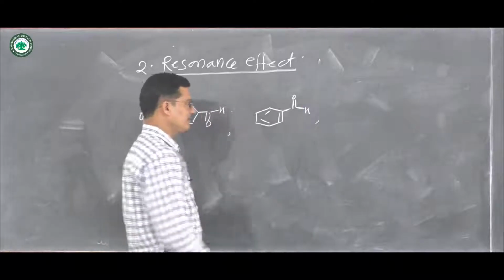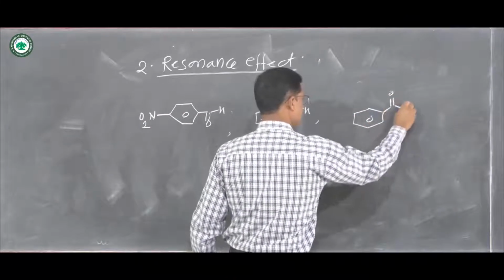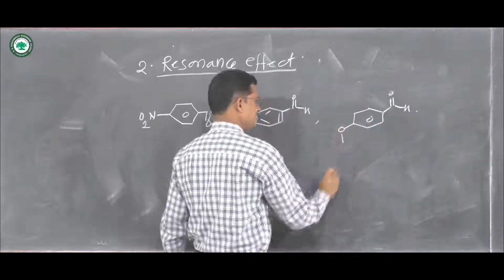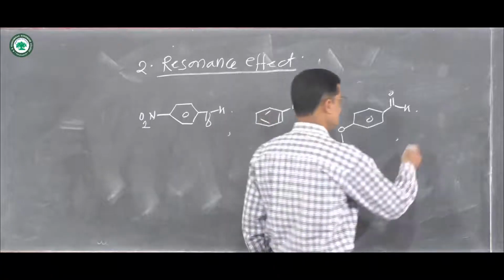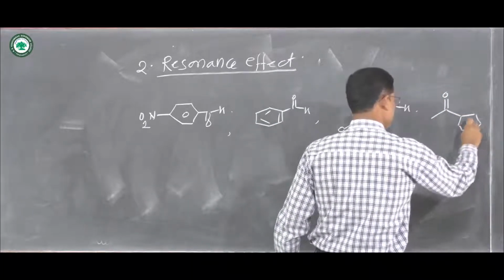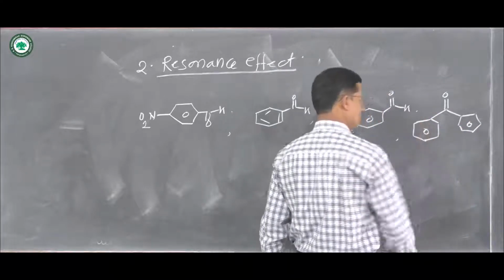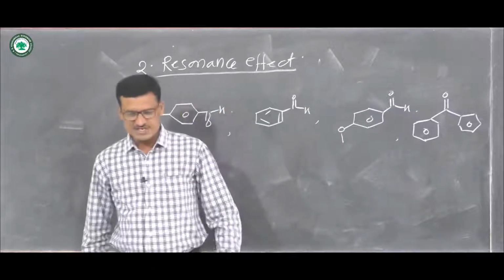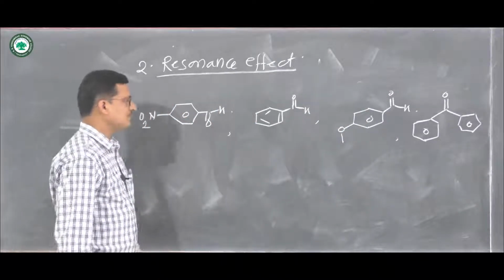Then you take a para-methoxy benzaldehyde. This one, and again you take this one, with two phenyl ring systems attached to the carbonyl carbon. So what is the reactivity in this case? Let us remember what happens in each case.